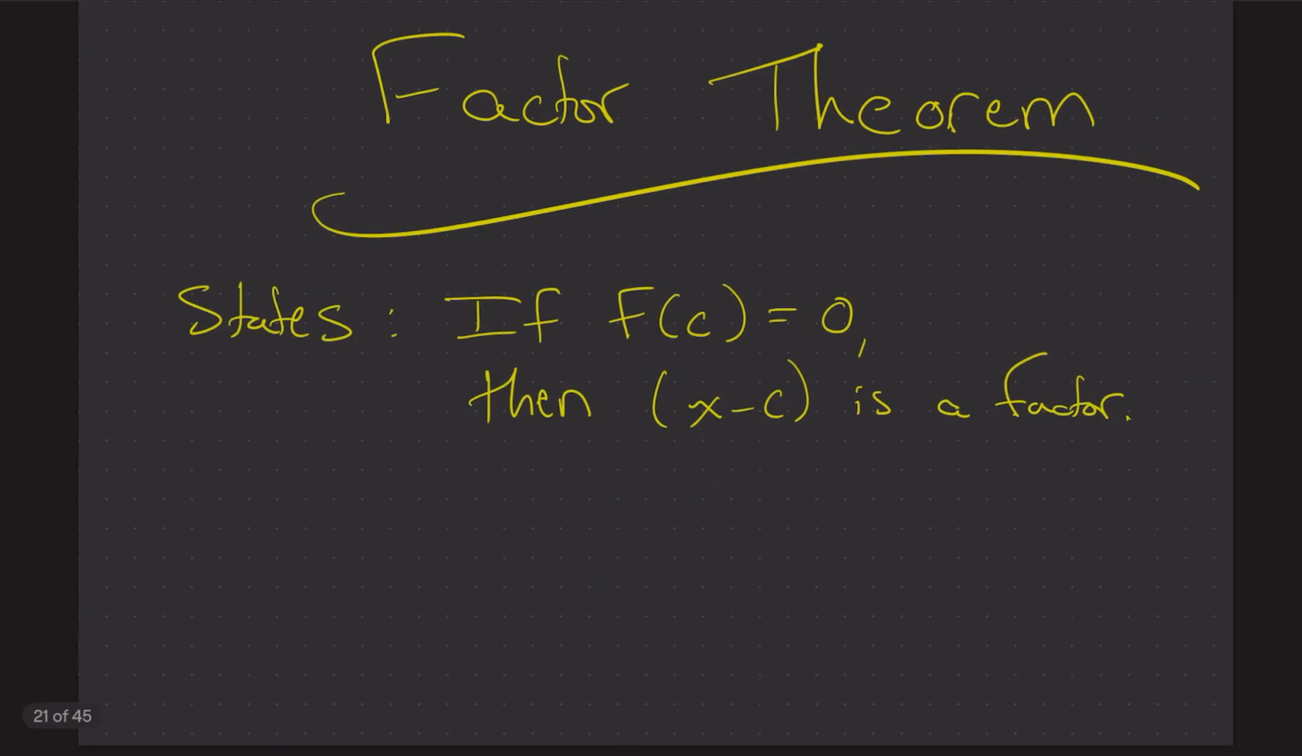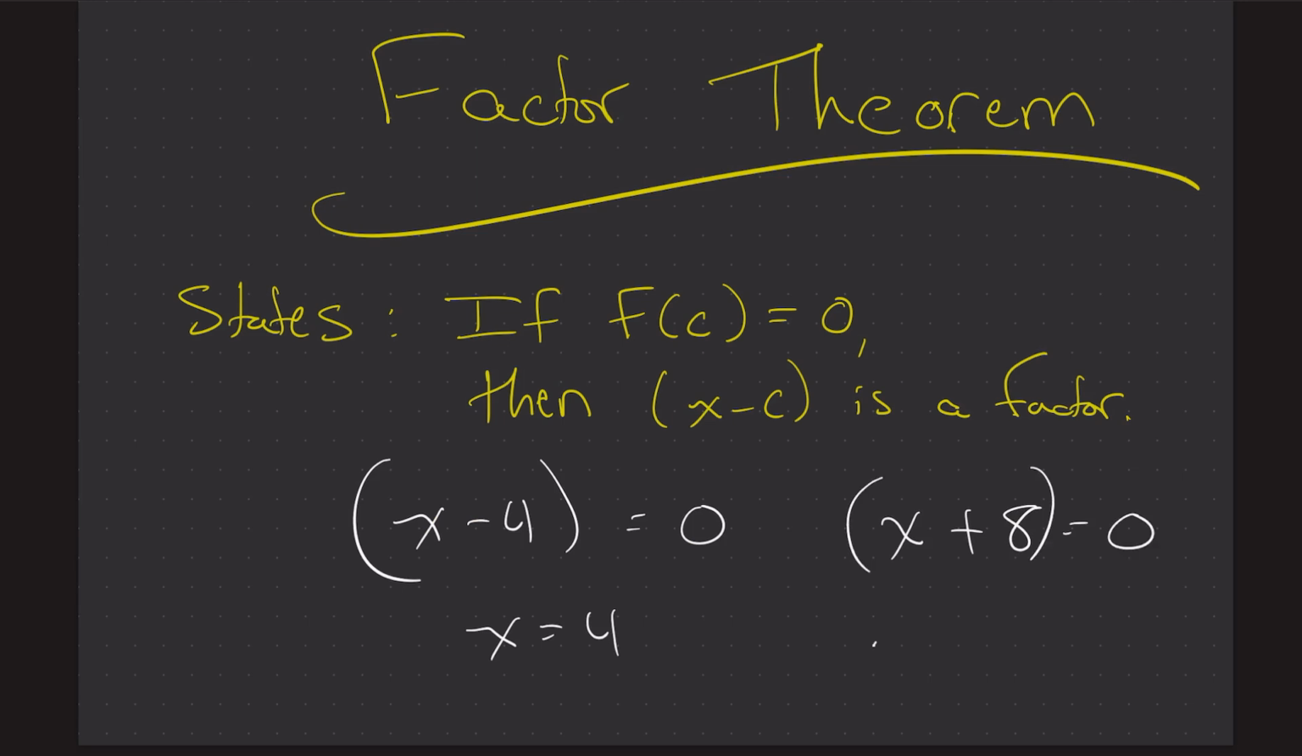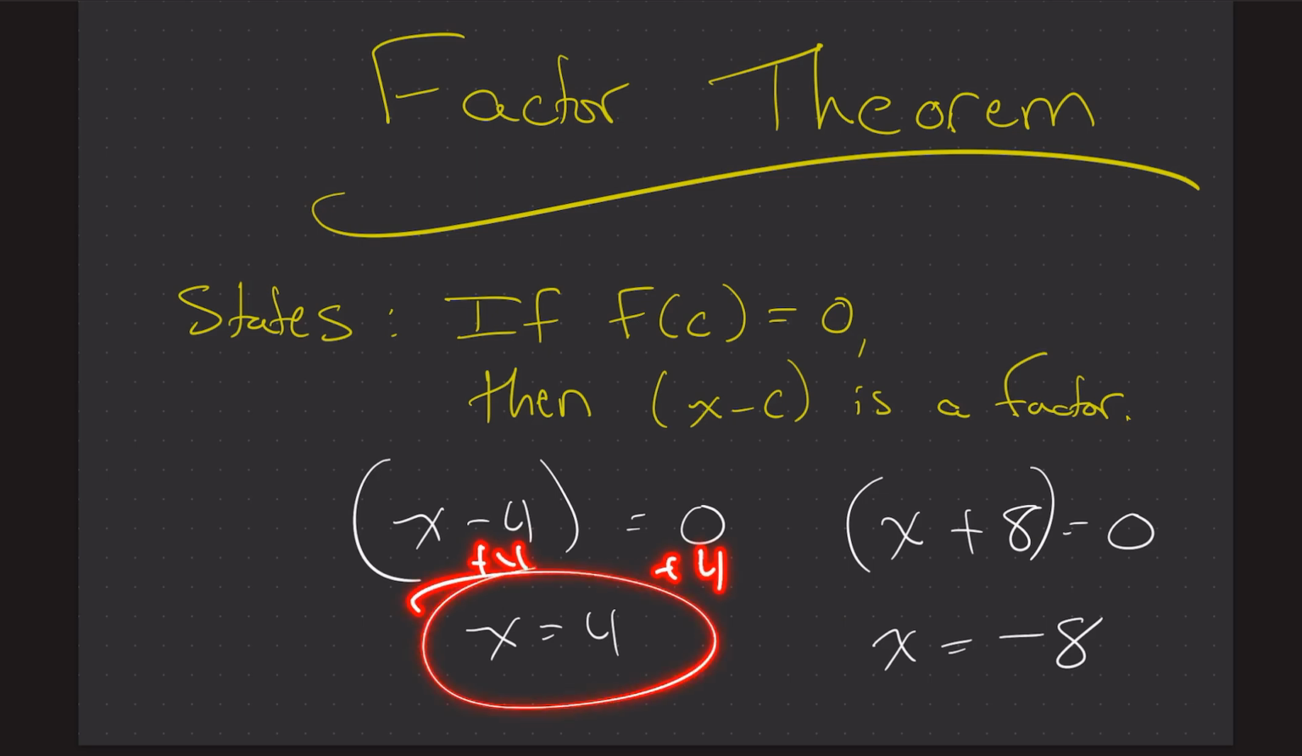Let's take a quick look at the factor theorem. The factor theorem states that if f of c, so an f of any constant, equals 0, then x minus c is a factor. So if we had something like x minus 4 equals 0, where c is 4, so x equals 4. If we had x plus 8 equals 0, that would mean x minus negative 8 is the factor. We're adding 4 to both sides, and we get x equals 4. We're subtracting 8 from both sides, and we get x equals -8.